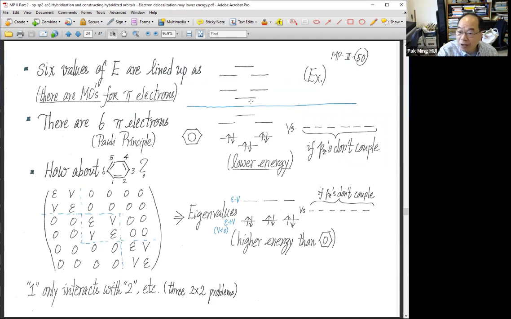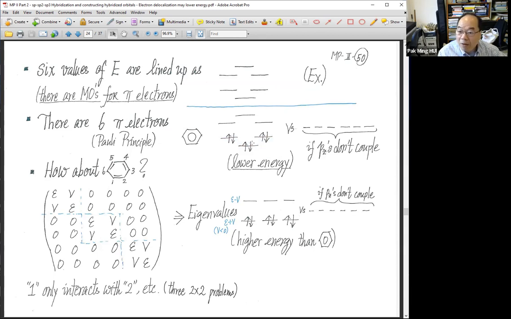Then we have to fill the 6 electrons, the pi electrons. There is 1 electron from each of them. There are 6 altogether. Therefore, you have to put them in according to the Pauli exclusion principle. So this is the way to put them in to get the lowest energy.